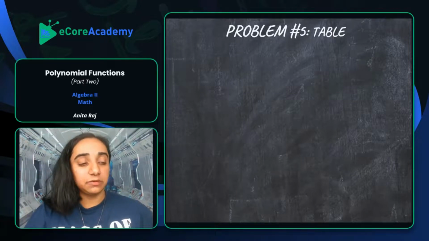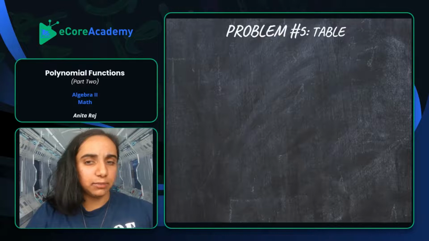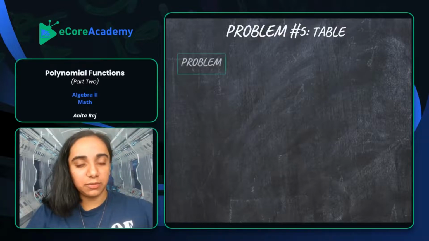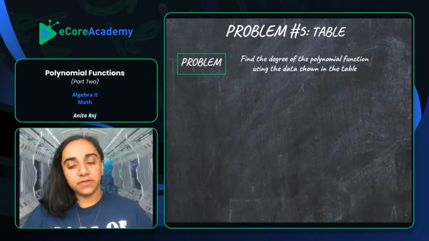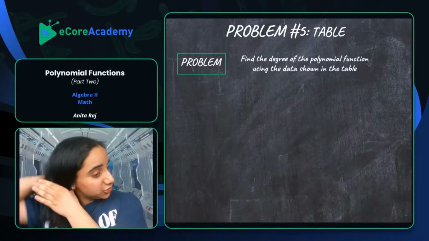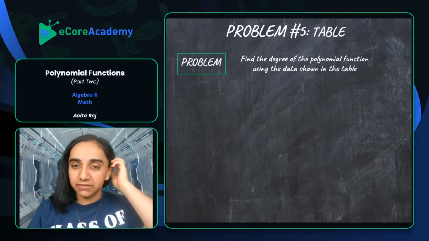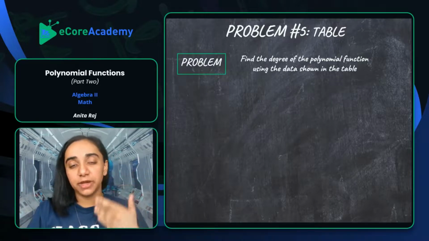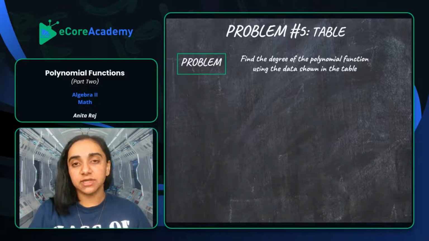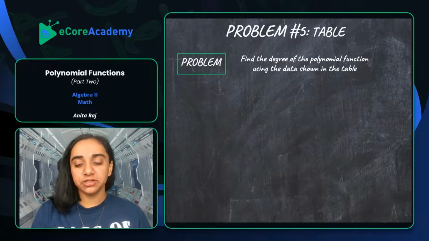In this problem, number 5, we're going to be looking at a table. So here is going to be the problem up here. The problem is find the degree of the polynomial function using the data shown in the table. I actually hinted at this in the last video where we're going to be given a table, and then using the table, we're going to have to compare y values across x values and then determine what the degree of the polynomial is. So for example, we have to be able to tell, is this a quadratic, a cubic, quartic, quintic, what are we working with? We won't have to say exactly what the equation for the polynomial is, but we'll have to determine what the degree is, which is being asked in this problem.